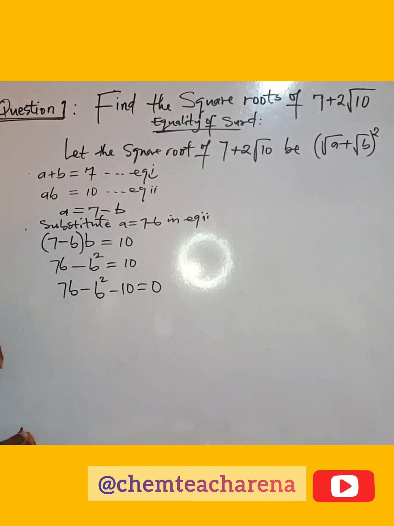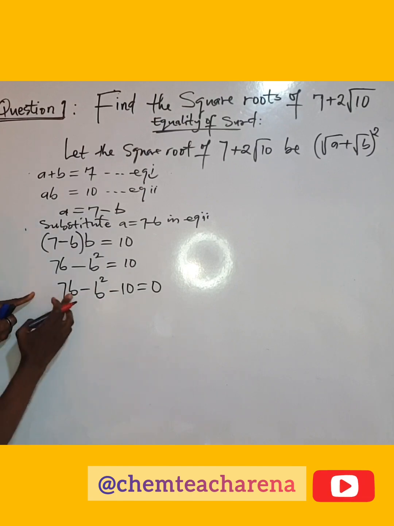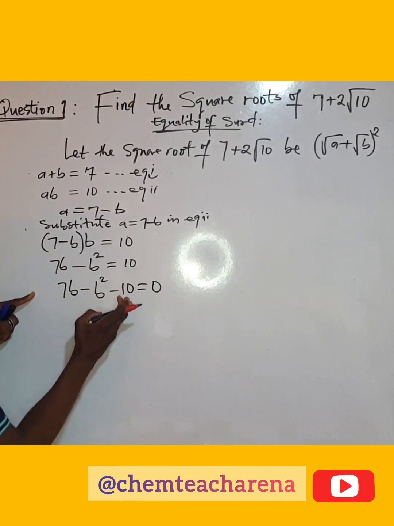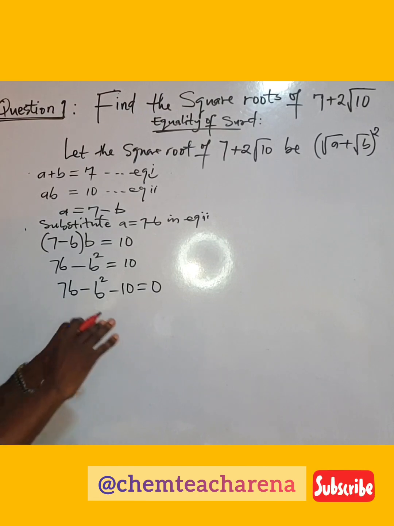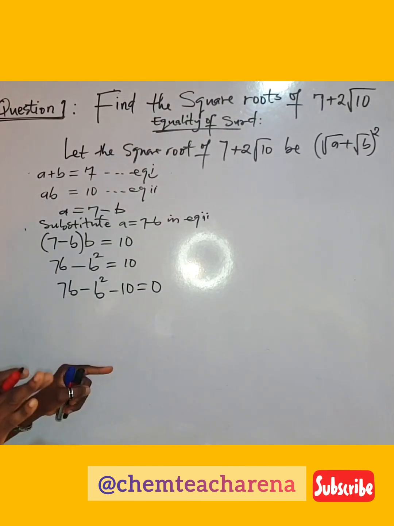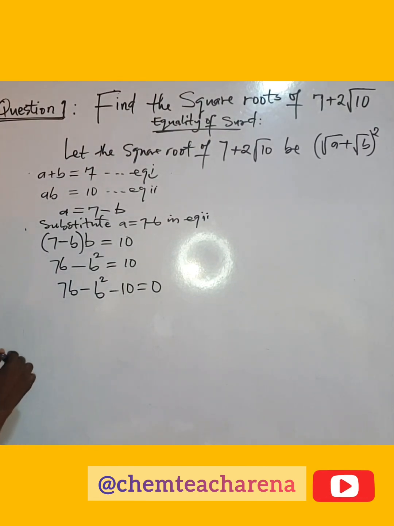To 0. Now you know in a quadratic equation we usually have a squared or b squared minus, this was supposed to be b squared minus 7b, then maybe plus 10 or minus 10, you equate it to 0. That is how a quadratic equation is. But now let's see how we can do it here.